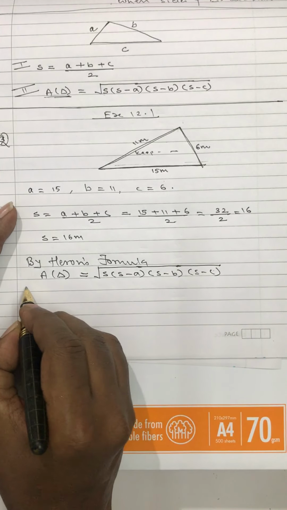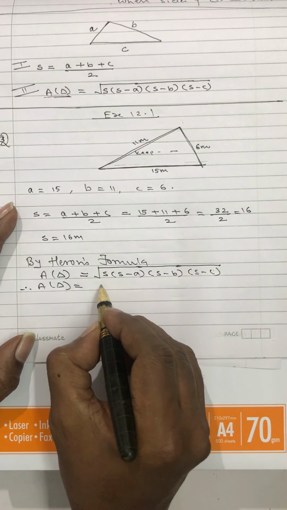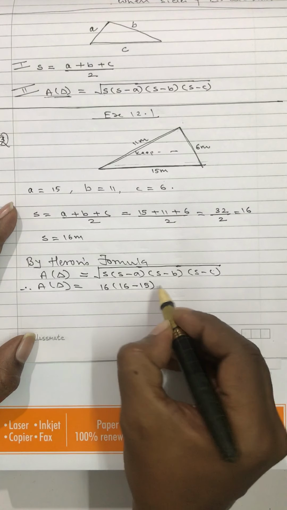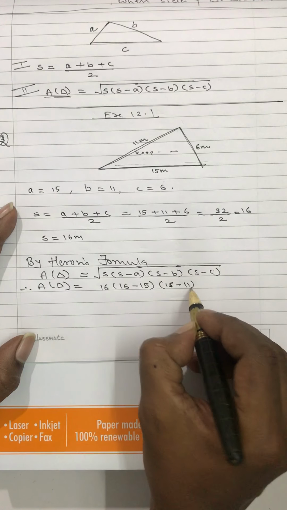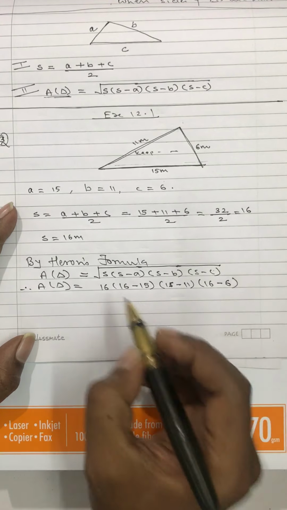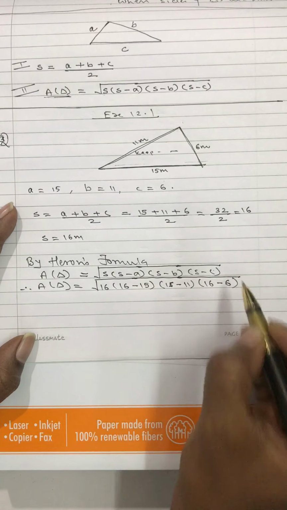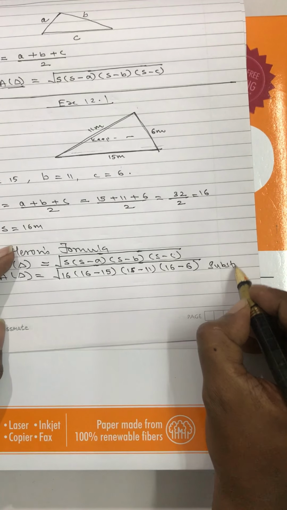Fine. Therefore, now you will solve this. S is 16 into 16 minus A is 15, 16 minus B is 11, 16 minus C is 6. These are the values, and then you will have the square root of this. Fine. This is substitution.